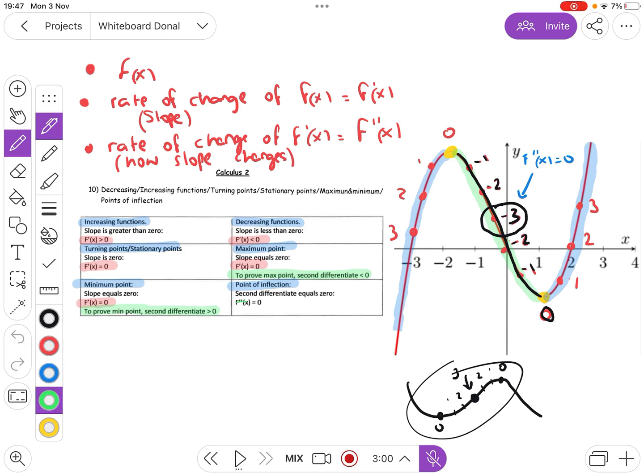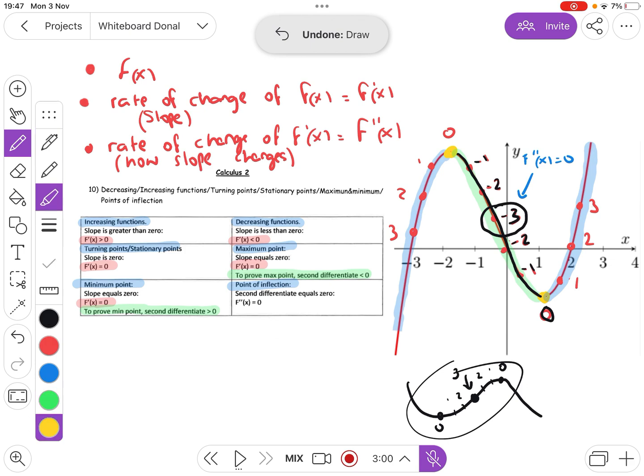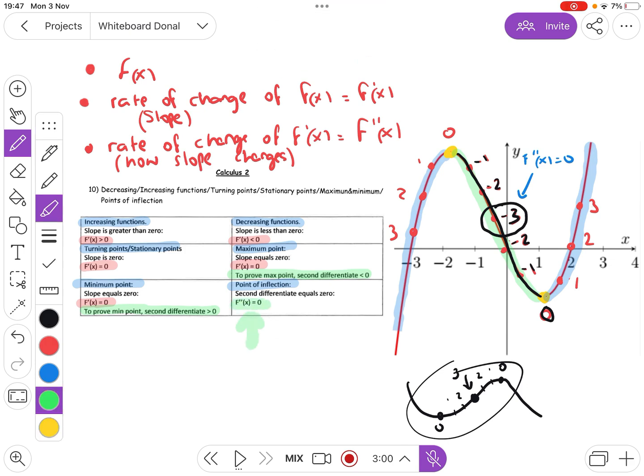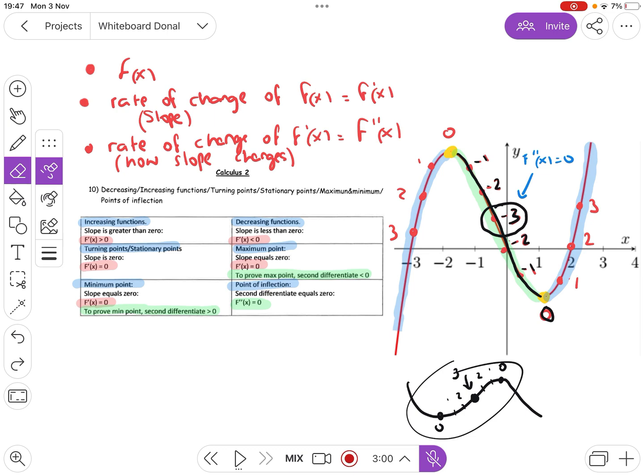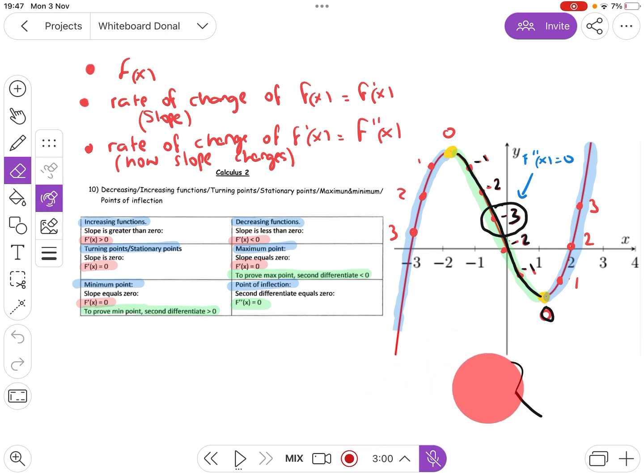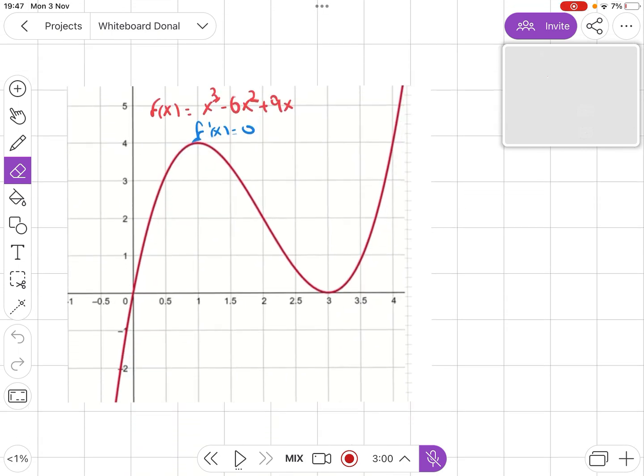And that's where we end up getting this little bit down here. Our second differentiate equals 0. So once they mention a slope, a point of inflection, it's just our second differentiate and it equals 0. So now let's go and take a little look at a question on how to do it.